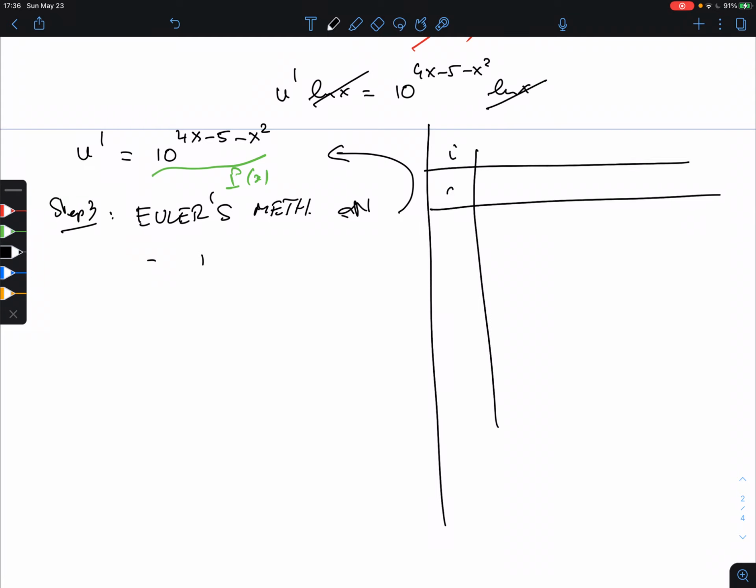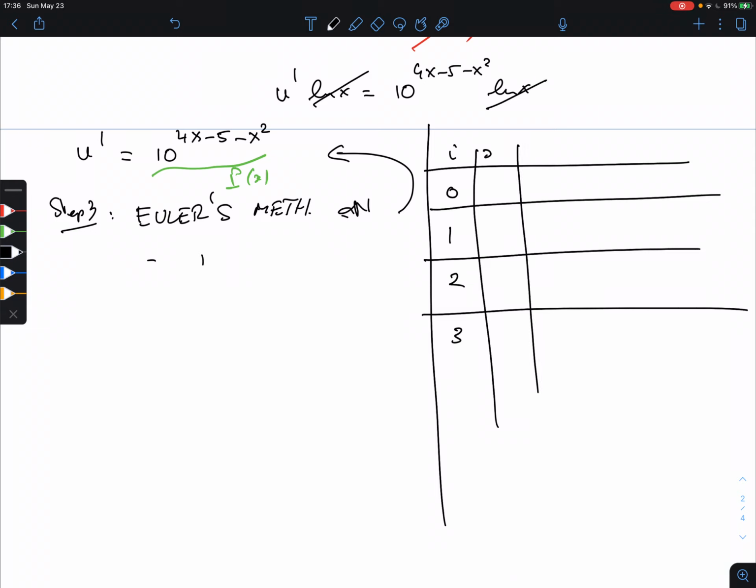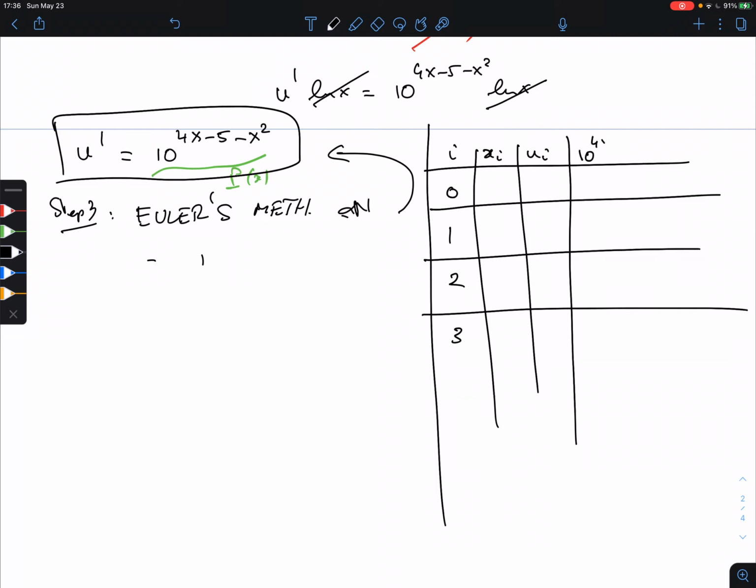I have to do 3 steps, right? The 0th step, of course, is just the initial step, so I'm going to write it here. So I'm going to calculate x_i, and I have to do it on this differential equation, so not y's, but u's now. u_i. And then what is my p? My p is actually this expression here, 10 to the (4x minus 5 minus x squared). And what I'm going to plug in all the time is the x_i's and the u_i's. There's no u's, so only the x_i's. Now, what I really want is the y_i's.